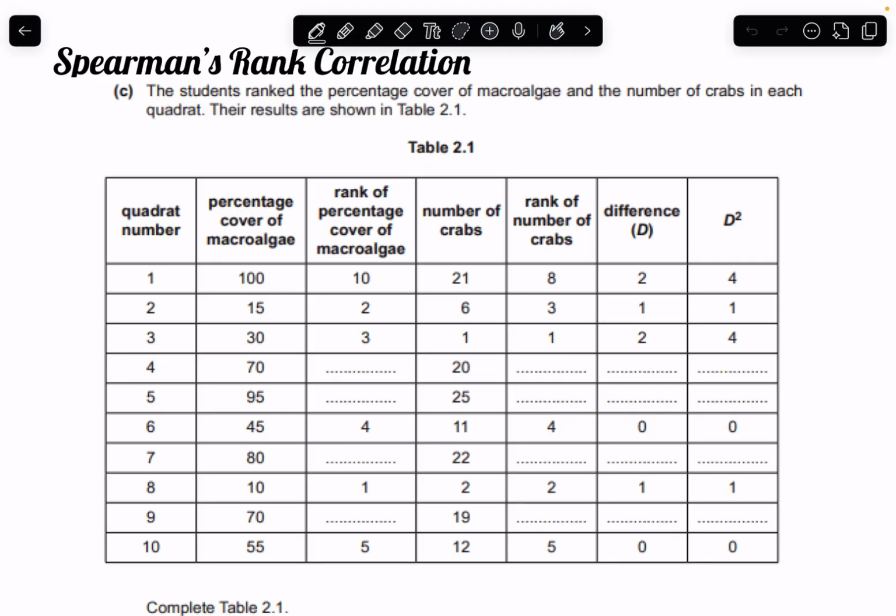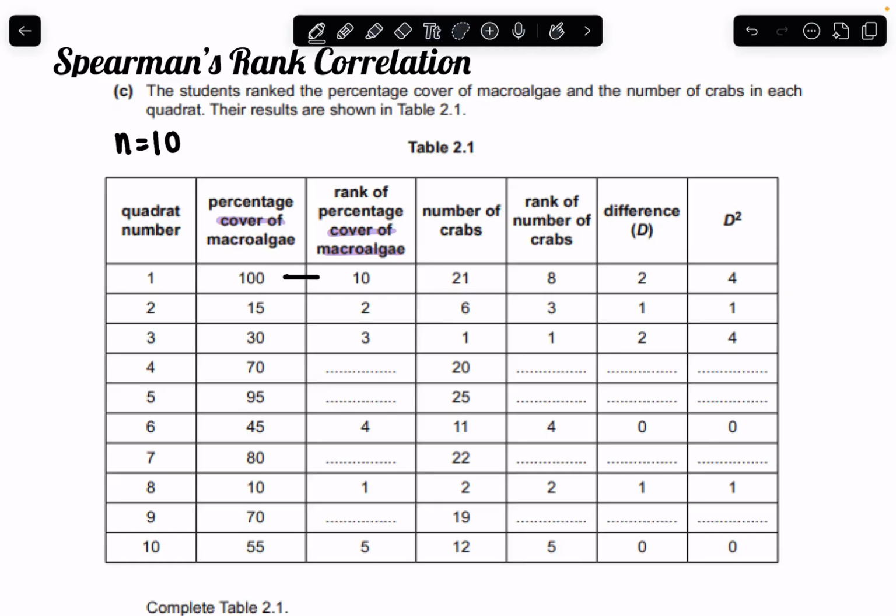The first thing I want you to notice is there are 10 quadrant numbers. So that means n is going to equal 10. So the lowercase n equals 10. When we look at the rank for the percentage cover of algae, we need to match that to the percentage cover of algae. So we're going to look at what Cambridge has provided us.